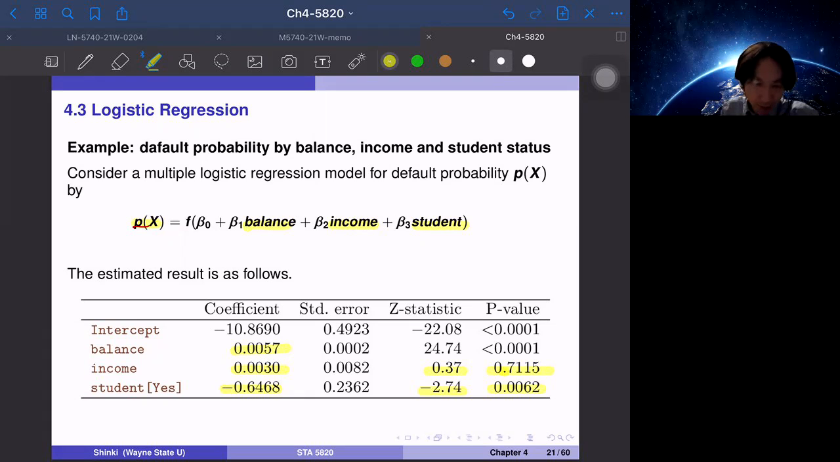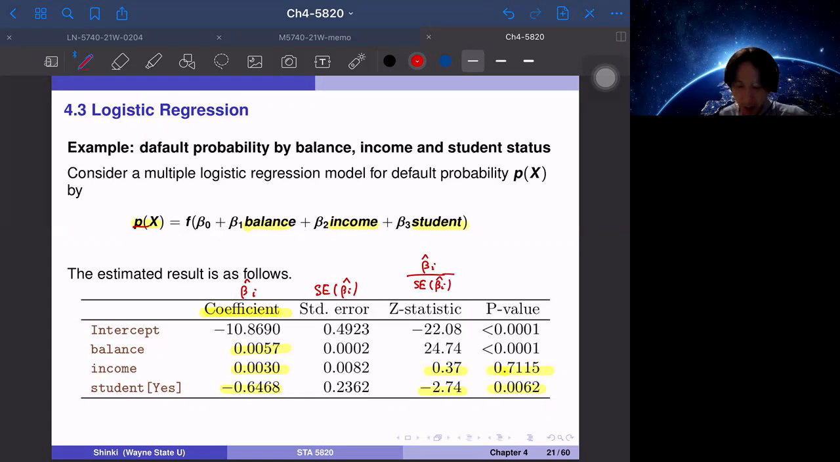So here we can almost see in the same way as the linear regression result, the coefficient. So this is basically the beta i hat. And this is standard error, so standard error of the beta i hat. And z statistic is the beta i hat over SE, standard error of beta i hat, or square root of variance of beta i hat. So this was originally t statistic in linear regression.